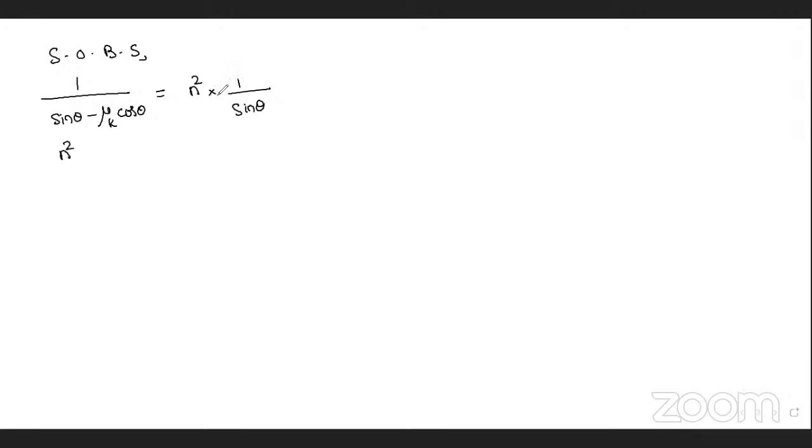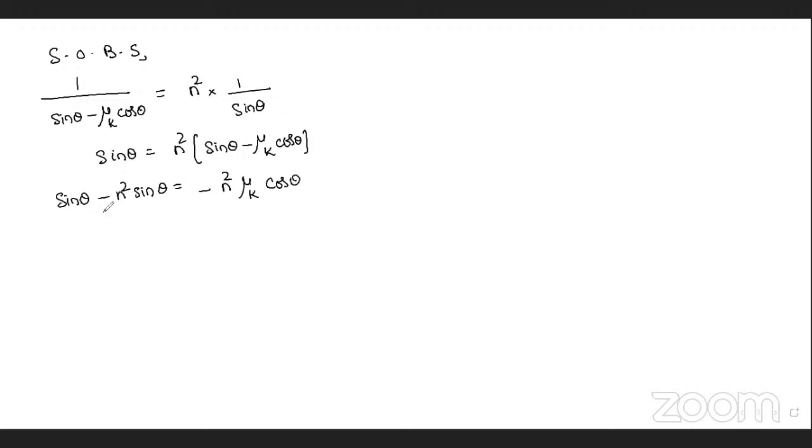Yeah, now it is correct, Manibabu. Here sine theta equals cross multiplication, n square into sine theta minus mu k cos theta. Simple, n square sine theta taken to the other hand, you will get sine theta minus n square sine theta is equal to minus n square mu k cos theta. Since I got minus here, I reverse these two terms. That is n square sine theta minus sine theta equals n square mu k cos theta. That's it. Simple. Sine theta taken out, this becomes n square minus 1.